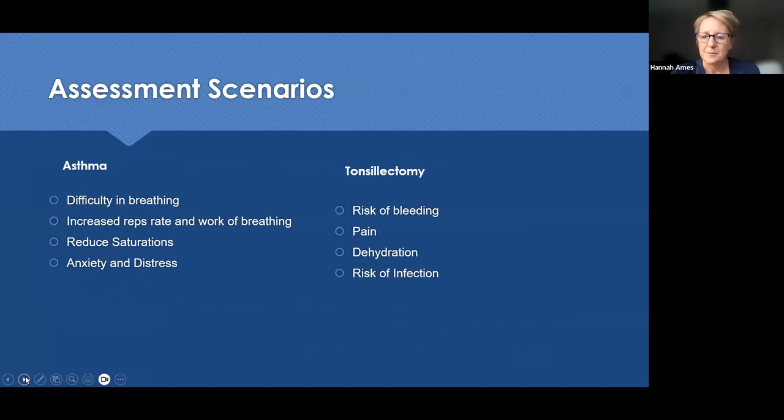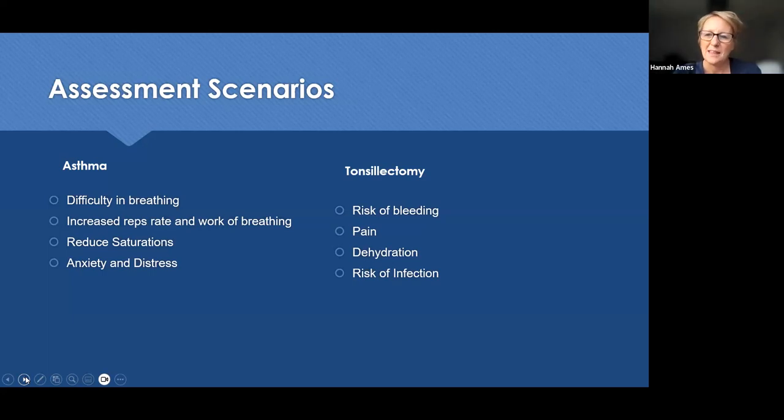With the post-tonsillectomy bleed, normally bleeds occur post-discharge, so the child has had their tonsillectomy and then re-presented back with bleeding. So your main assessment priority is obviously going to be the assessment of the risk of bleeding, how much bleeding has occurred. There's obviously going to be pain for that child as well, so managing and assessing the pain. There's going to be risk of dehydration and potential risk of infection through where that tonsillectomy has occurred.